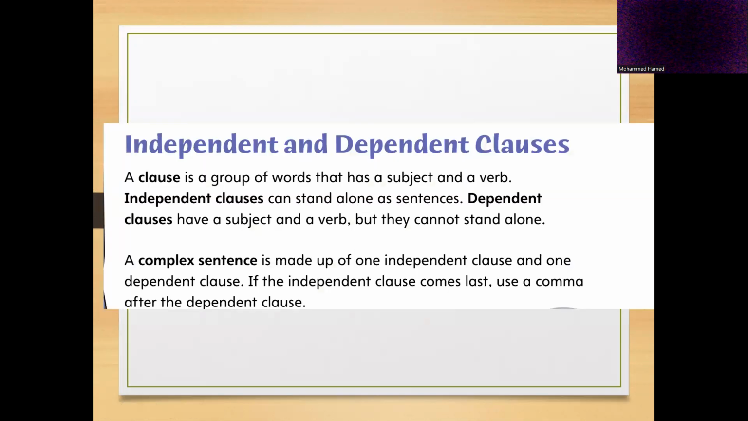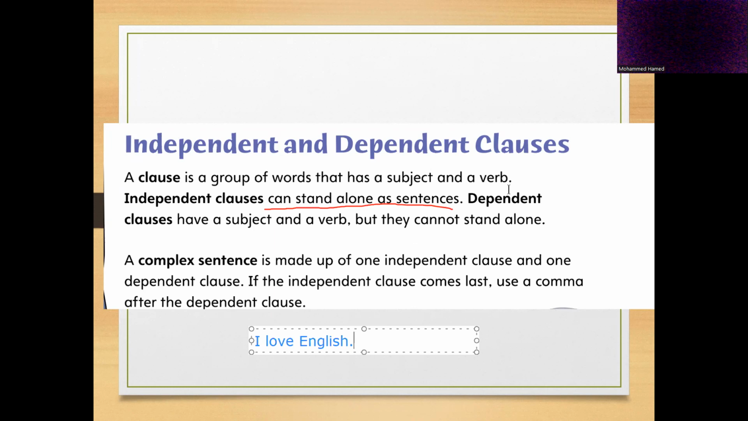Independent and dependent clauses. A clause is a group of words that has a subject and a verb. The first type is independent clause. It can stand alone by itself, and it's a sentence that gives meaning. For example, when I say, for example, I love English. So this is an independent clause.